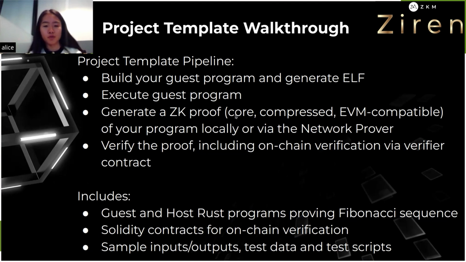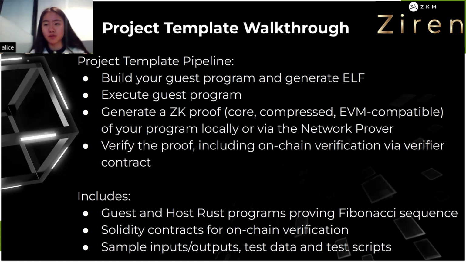There's the core proof, that's by default. And we also have compressed proofs. These proofs are constant in size. It's ideal if costs are a concern for you. And there's also EVM compatible proofs, which includes both Plonk and Groth16 proofs. Now it's required for you to generate a proof that is EVM compatible if you're trying to do any sort of on-chain verification, which is what we'll be doing in this example.